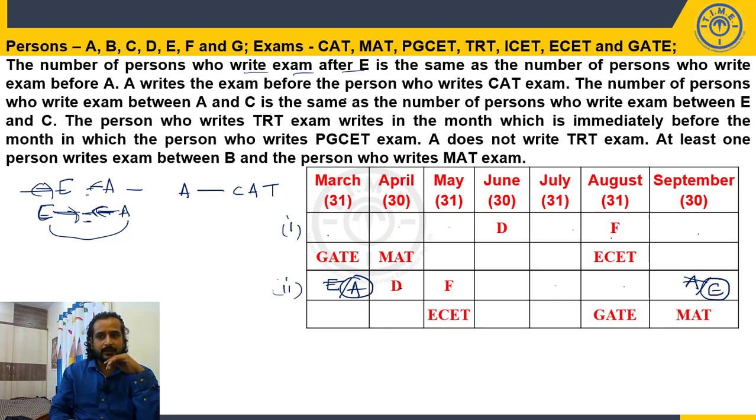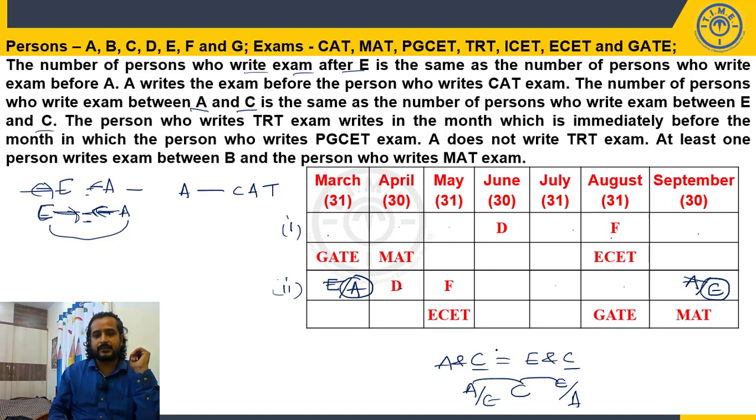Okay. What is given next? The number of persons who write the exam between A and C is the same as the number of persons who write the exam between E and C. Look at here. A and C is equal to E and C. Who is the common person here? C. So what I can say is that C writes exactly between A and E. Because between A and C is the same as E and C, which is nothing but equidistance. A and C distance should be the same as E and C distance. So equidistance is nothing but exactly between. So A to C, how many gaps will be there? The same number of gaps will be between C and E.